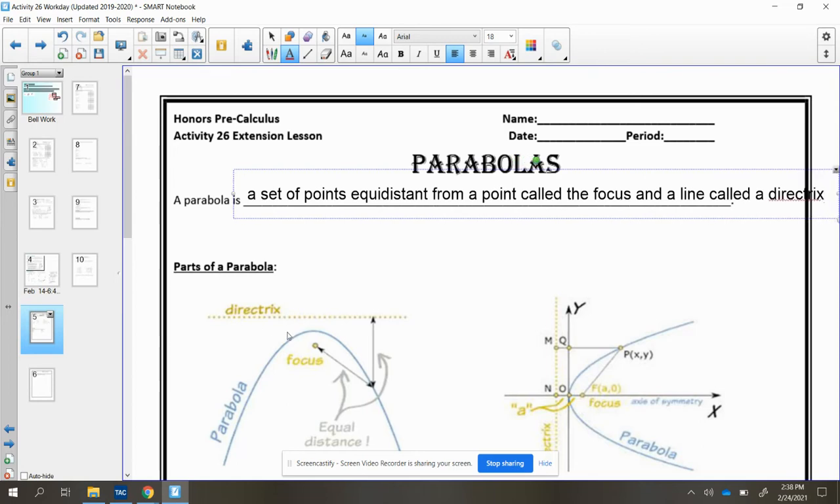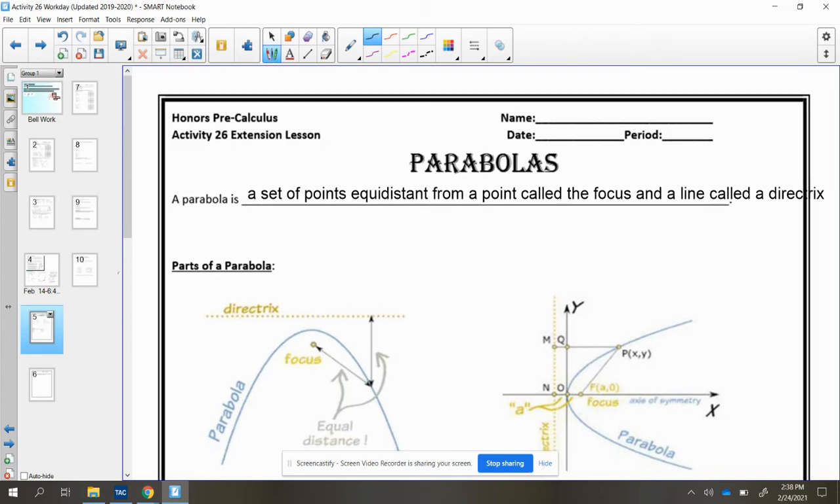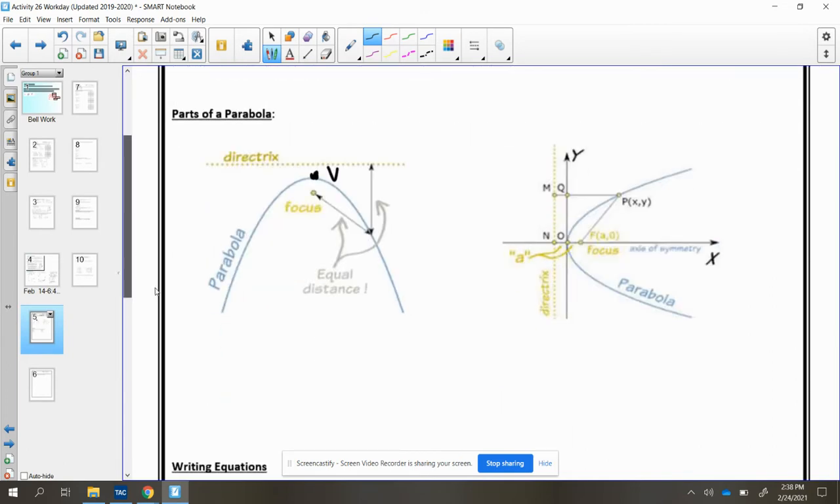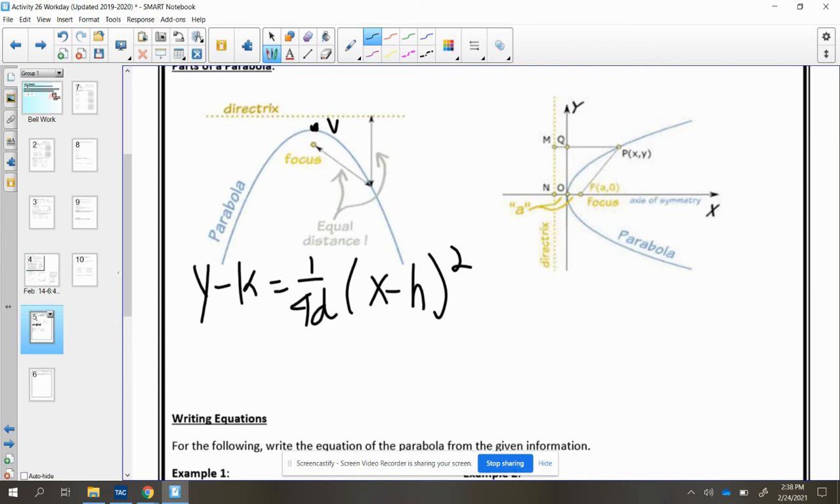And in the middle of those two, the focus and the directrix, we have our vertex point, which we identify as h comma k. So inside of here would be our vertex point. Okay, but it's equidistant between that directrix line and the focus point that it opens towards. And we have both vertical and horizontal parabolas. Our vertical parabolas, reminder, are y minus k equals 1 over 4d, x minus h quantity squared.